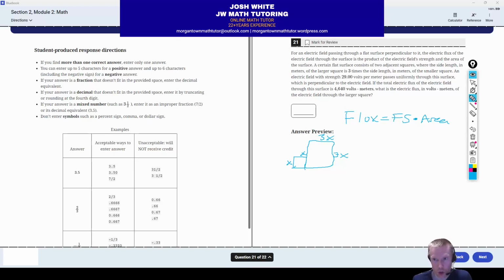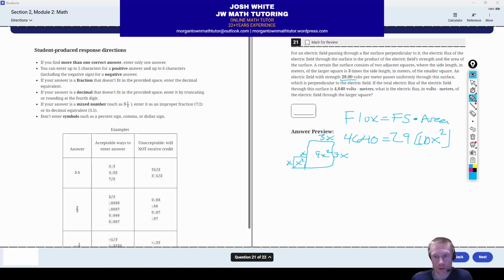So they give us the total flux for these two squares together. That's the 4640. Field strength is 29. That's given right here: electric field with strength 29 volts per meter. Now the area, here's where you're going to come up with an expression for x. This is going to be x squared for the area, and this is going to be 9x squared. So together, the total area is just 10x squared.